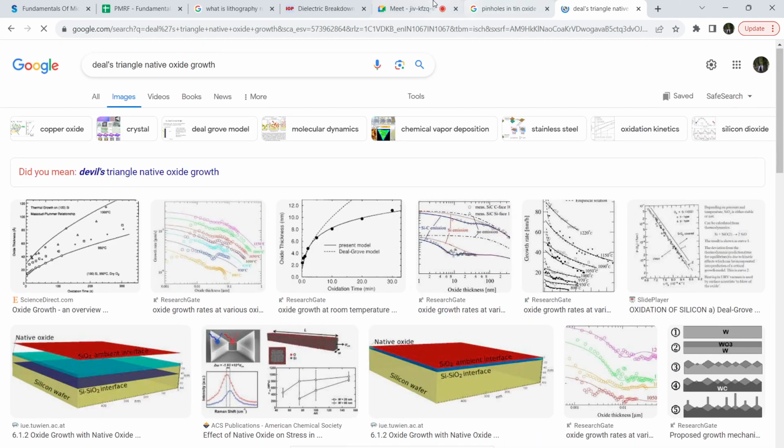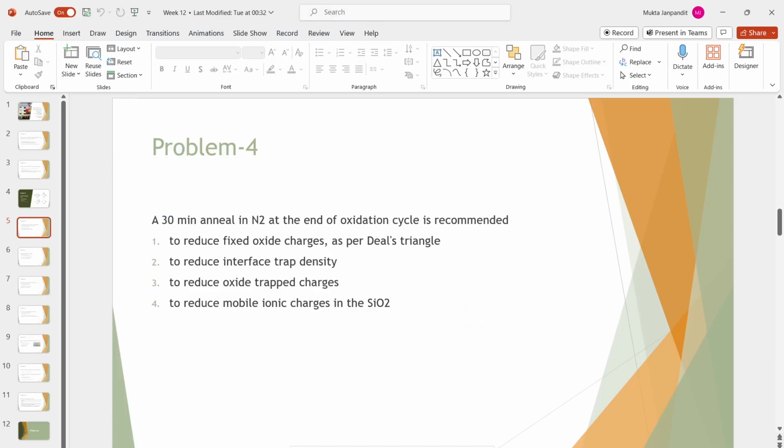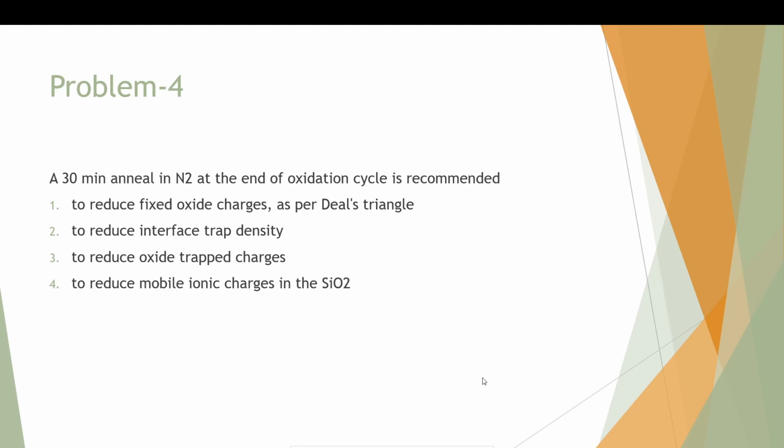It seems unlikely I'll find a good image. So let's just go back. So okay, I'll just tell the moral of the story. From the Deal-Grove triangle, we can say that when we anneal in N2 ambient, we'll get to a lower defect density, which is as good as the defect density that I would have got if I had done oxidation at a higher temperature.